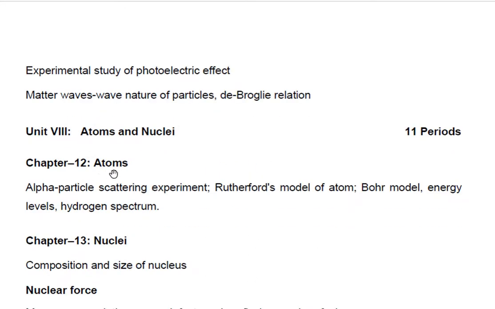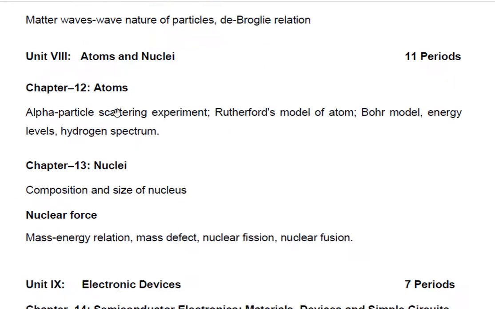Next is from chapter 12, that is atoms: alpha particle scattering experiment, Rutherford model of atom, Bohr model, energy levels, hydrogen spectrum. As you know that from chapter 12, all the decays, that is alpha, beta and gamma decays, their properties, mean lifetime, half lifetime, all those topics have been removed. So this is also a very small portion which you can complete in a very little time.